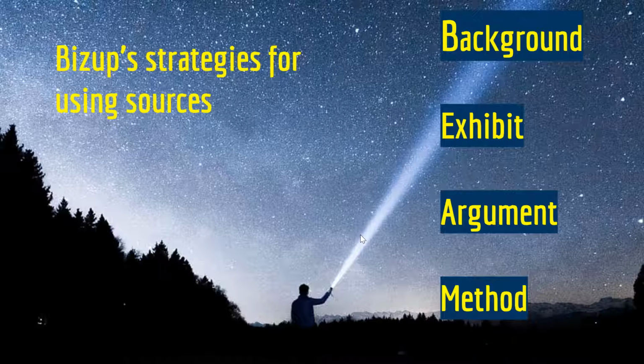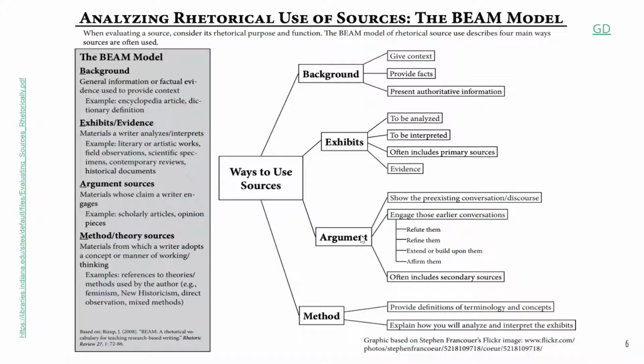If you read the article last week, Bizup talks about the 4 strategies for using sources: using it as background, using it as an exhibit, using it as an argument, and using it as method. There is a link to this page on Canvas. Hopefully you've seen it. This is the Indiana page. I gave a link to it last week, and I have a link to it this week again as well.